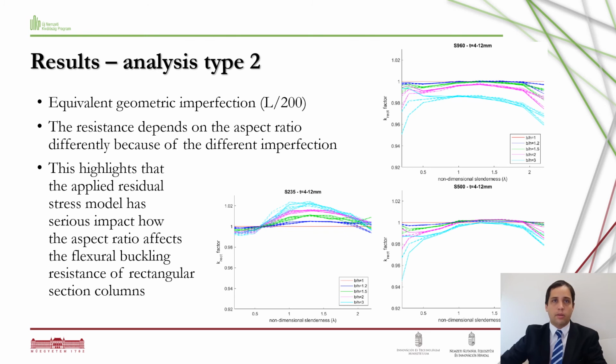In the next step, the same numerical program is executed, but applying the equivalent geometric imperfection without residual stress. It is found that the buckling resistance still depends on the aspect ratio, but the way the aspect ratio influences the resistance is different without residual stress than applying residual stress in the model. This shows that the applied residual stress model has a serious impact on how the aspect ratio affects the flexural buckling resistance of rectangular section columns.